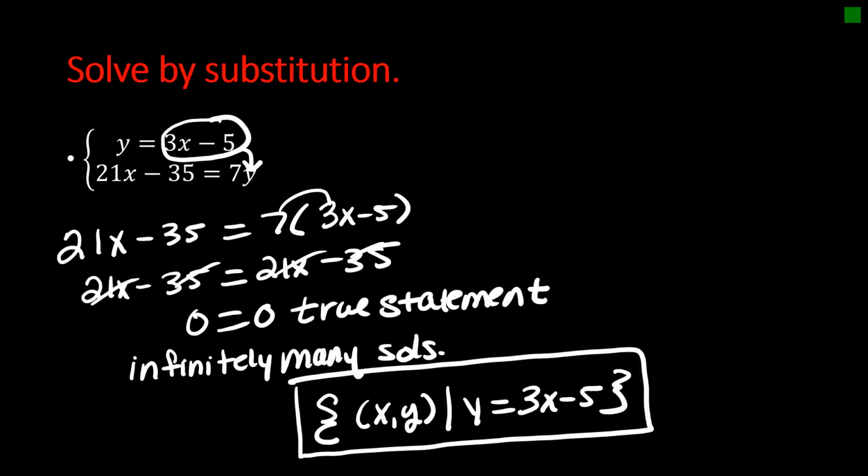Let's talk about this. The set of all, so this is the set notation of all points x, comma, y. This vertical line means such that, and then you pick any one of the original equations to put here. Doesn't matter which one, such that y equals 3x minus 5. That is our solution. So that was just a little bit about solving by substitution.